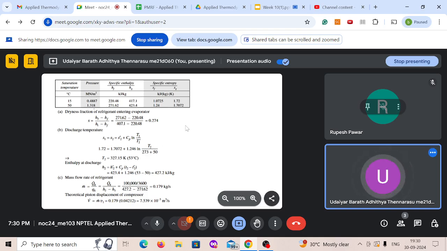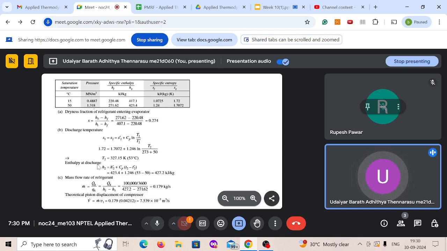So this is basically how we are finding the entropy at state 2. For that we don't know any other property, so with the table we are trying to find out the temperature. The exit entropy is equal to the saturated vapor entropy at 50 degrees Celsius plus the entropy change, because the compressor temperature is somewhere higher than 50. So Cp ln T2 by T1, where T1 is 50 degrees Celsius because that's the entropy we know. With that we can estimate T2 as 327.15 Kelvin, which is 53 degrees Celsius.